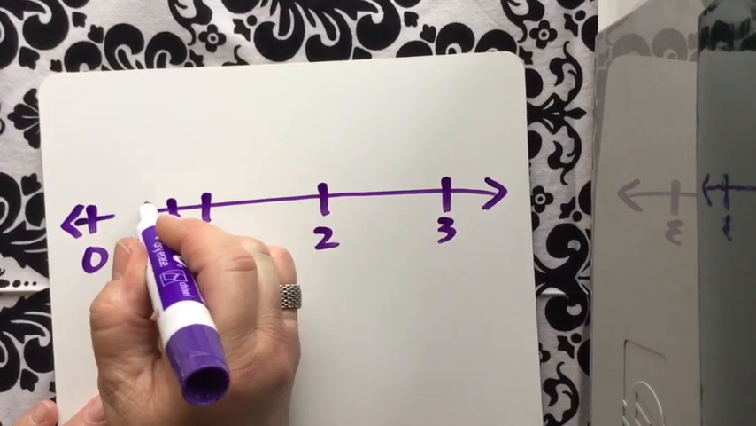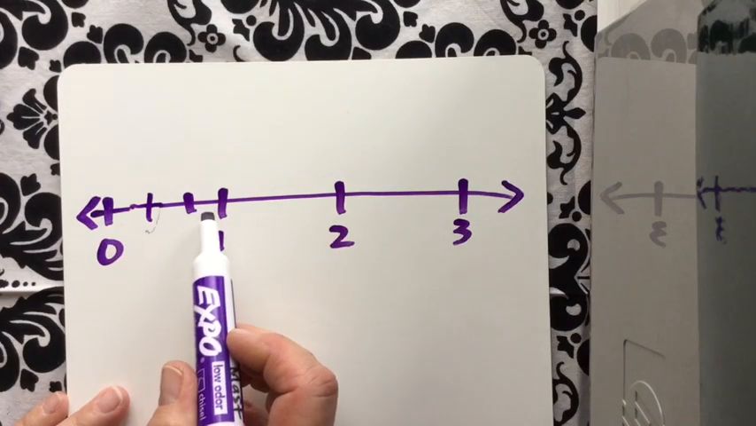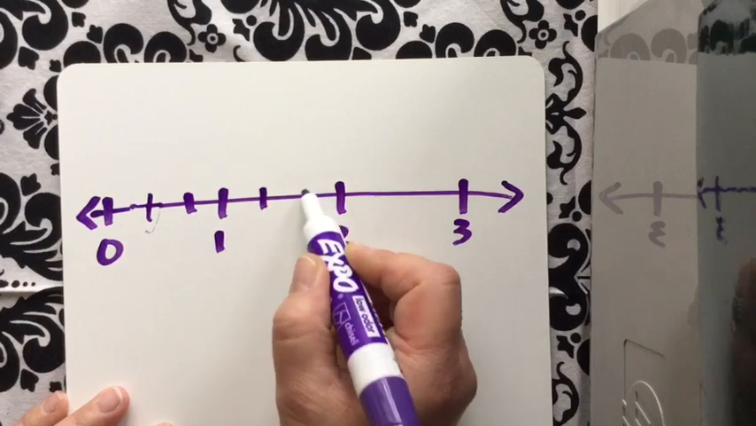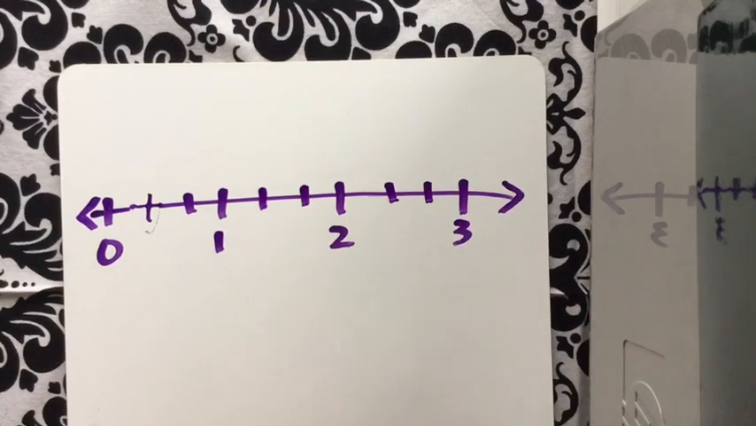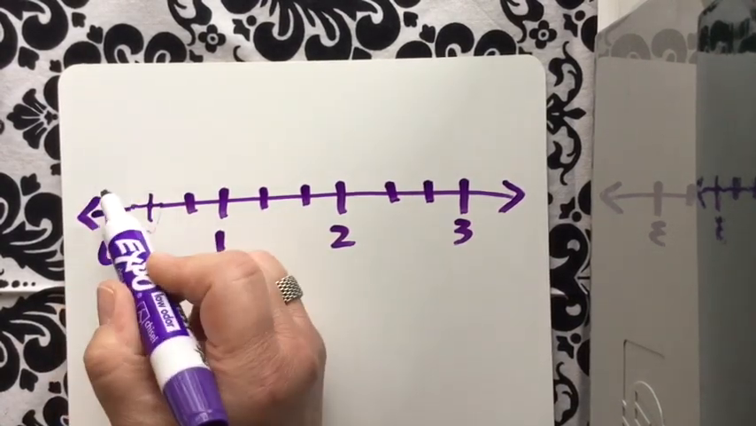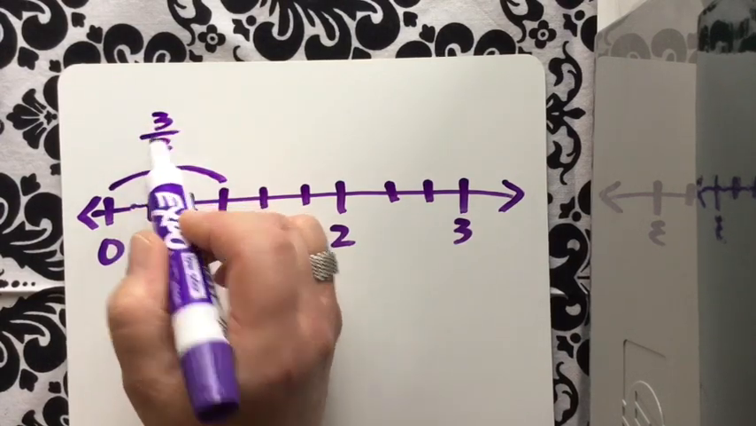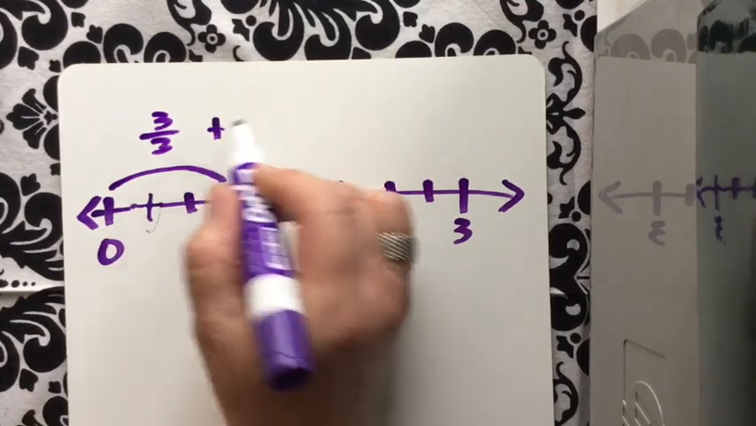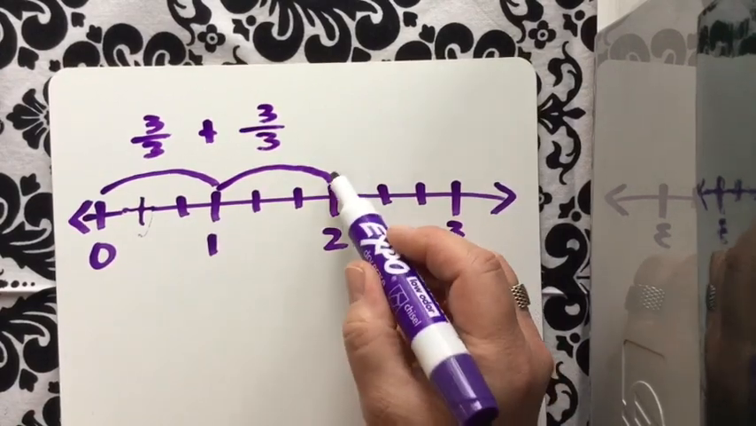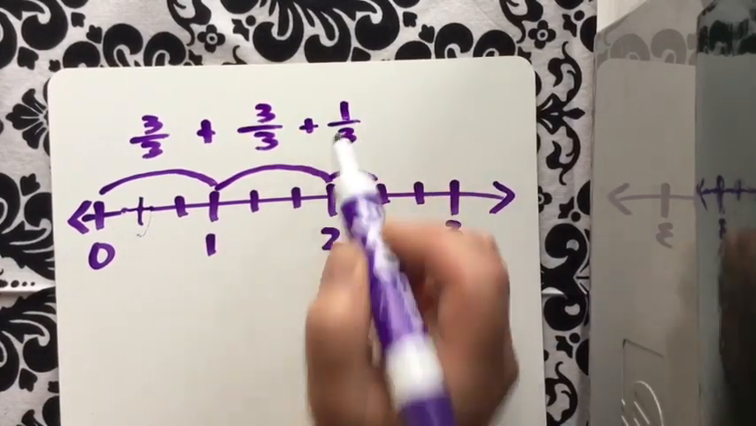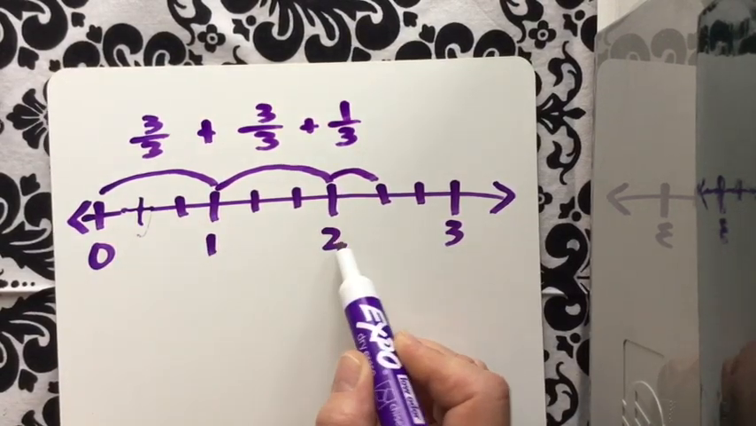Okay, so there's 1, 2, 3/3 make 1 whole, 3/3 make another whole, and 3/3 make another whole. So we can show the same problem that we did before by doing this. 3/3, right, plus 3/3 plus 1/3. And again, you will get 2 wholes and 1/3.